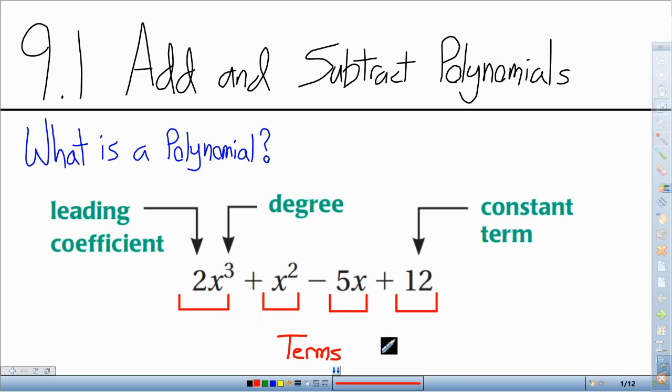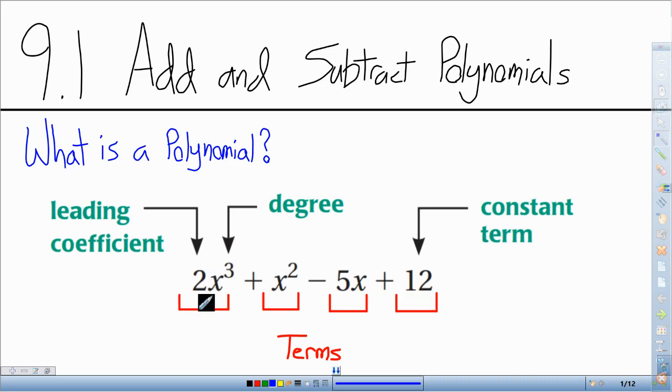Here are the specific parts of a polynomial. The first one here is what's called the leading coefficient. Basically, that is the number at the front of your polynomial. The leading coefficient on this would be a 2. One thing to know though, for you to figure out your leading coefficient, your polynomial needs to be ordered in a certain way.